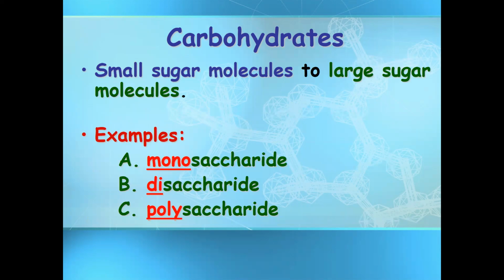There are 3 types of carbohydrates. If they are a single carbohydrate, they are called a monosaccharide. If there are 2 monosaccharides hooked together by dehydration synthesis, they are called a disaccharide. And if there are many monosaccharides, any more than 2 hooked together, it's called a polysaccharide. Obviously, those go from smallest to largest.